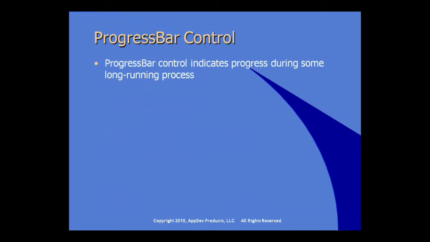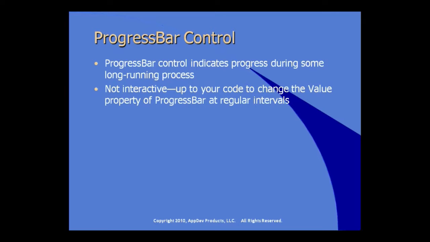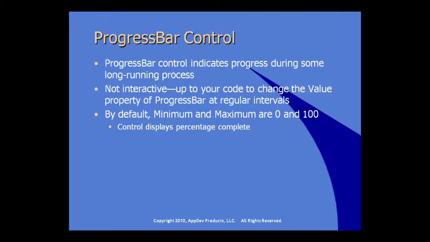The progress bar control indicates progress during some long-running process. This control isn't interactive. The user will not click on it and make something happen. It's up to your code to change the value property of the progress bar at regular intervals. By default, the minimum and maximum are set to 0 and 100, so the progress bar control can represent the percentage that is complete of some process. It's up to you to determine how much of your process has already completed. You can, of course, alter these to something else if you want. You'll set the value property to update the bar in the progress bar control.